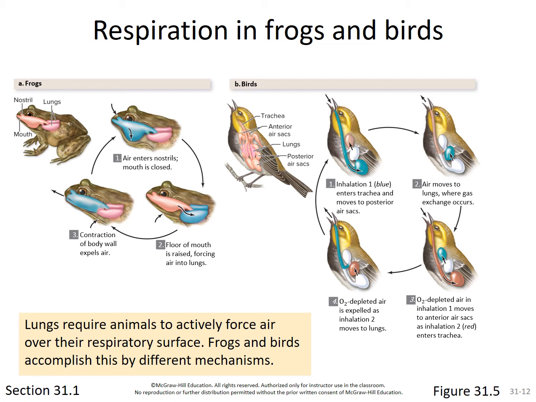In step 3, the air that's been depleted of oxygen will move out to the anterior air sacs, and you're going to see inhalation number 2 in red enter the trachea. And the final step is where oxygen depleted air gets expelled as inhalation number 2 moves to the lungs. So there are some birds that can literally inhale and exhale simultaneously because of the system, and that's one of the reasons why songbirds can go on and on with their vocalization and not stop.